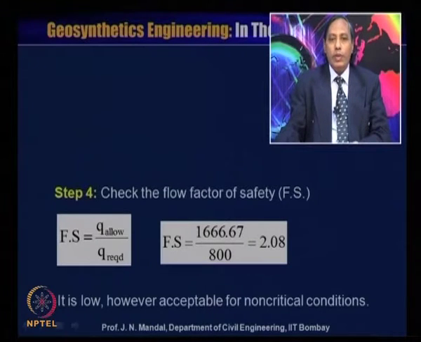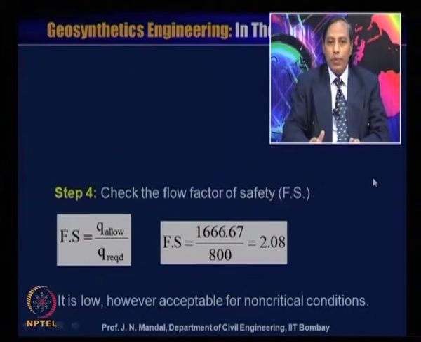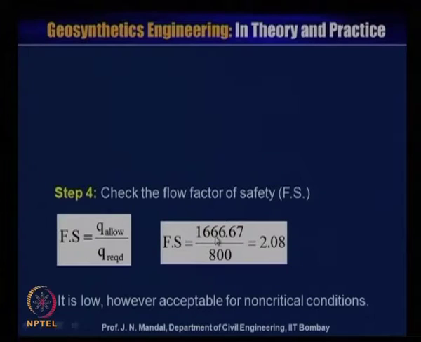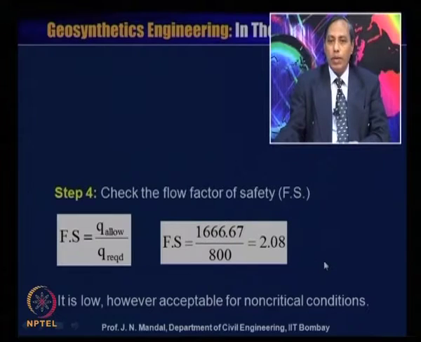Then step 4, check the flow factor of safety, Fs. That means Fs is equal to Q allowable divided by Q required. So Fs will be equal to 1666.67 divided by 800. Q required is 800, given, and Q allowable we have calculated earlier. So the factor of safety is 1666.67 by 800, which is 2.08. Though this is low, it is acceptable for non-critical conditions.